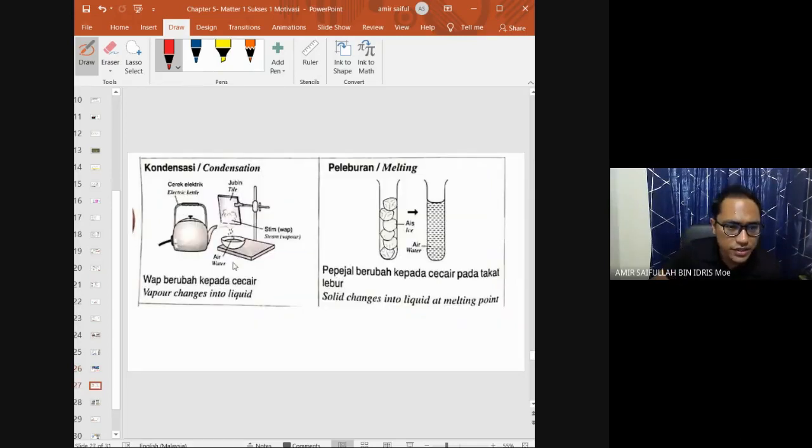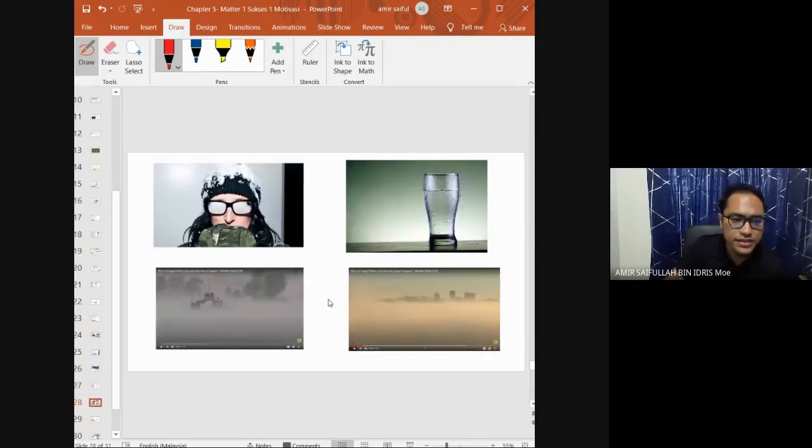Okay, next is condensation. Condensation is where water vapor changes into liquid because of loss of heat. When gas loses heat, it will turn into liquid. The molecules become closer to each other. So for example, like this.